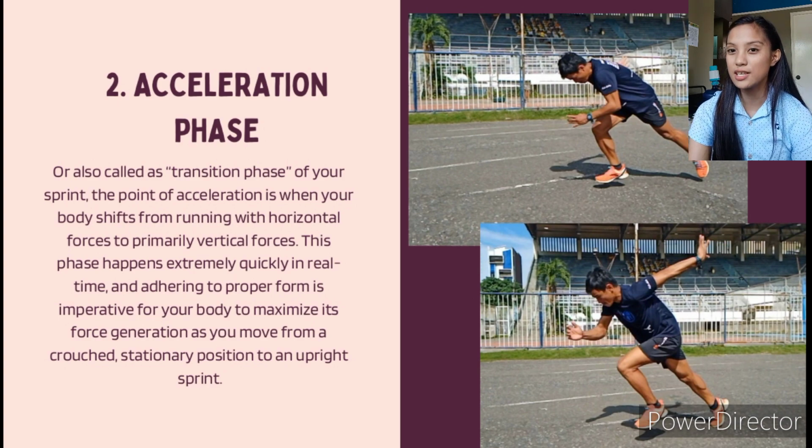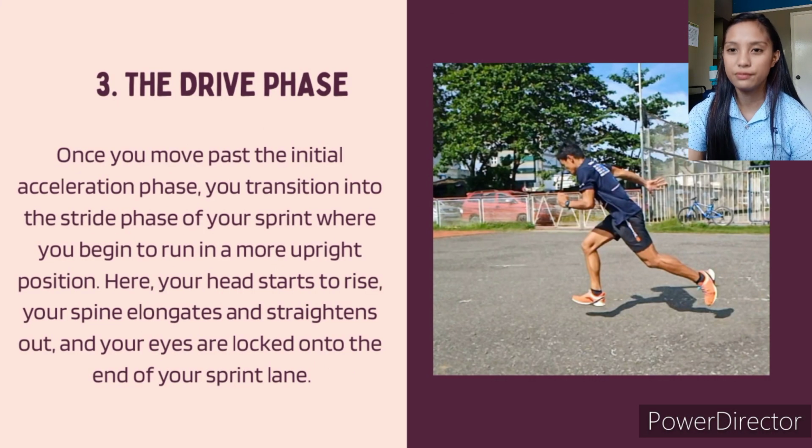Then after the acceleration phase is the drive phase. So once you move past the initial acceleration phase, you transition into the straight phase of your sprint, where you begin to run in a more upright position. Here, your head starts to raise up, and your spine elongates and straightens out. And also, your eyes are locked onto the end of your sprinting line.